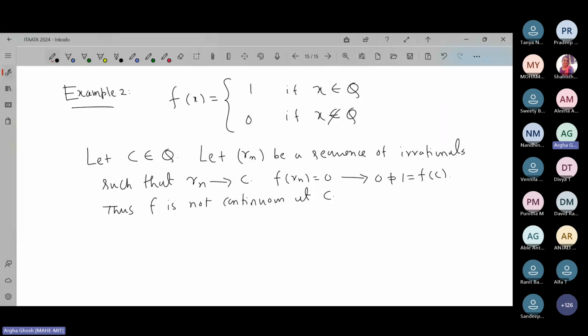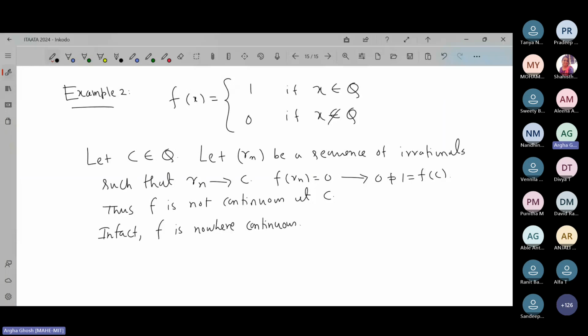So in fact, f is nowhere continuous. Okay, that's all from my side. Any questions from you? We'll discuss many other things.